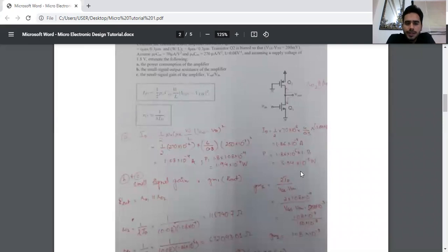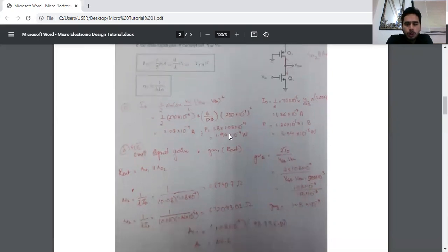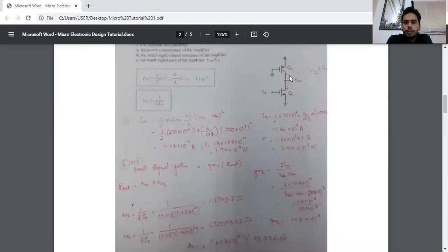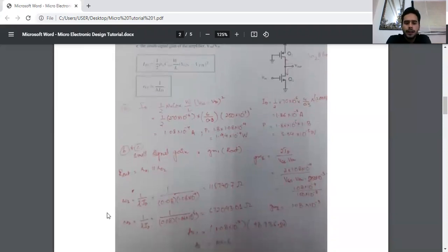Moving forward to part B and C, we move toward the small signal output resistance of the amplifier. As you all know, R out at this point would be a parallel combination of the internal resistances R01 and R02. That is what is written over here. Now we need to calculate R01 and R02, and the equation provided for R0 is equal to 1 over lambda ID.